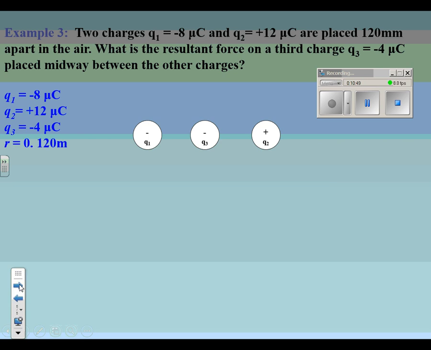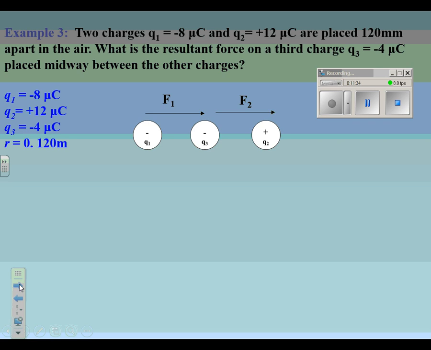All right? So we know our radius value is 0.12 meters, because we have to change it from millimeters to meters, and then I put Q3 halfway in between. So now we know the distance between 1 and 3 is 0.06, and the distance between 3 and 2 is 0.06. Okay? So we need to find just the force between Q1 and Q3, which will be pushing Q3 away. So that's why I have it as a vector arrow that direction. And then for F2, I just need to look at Q3 and Q2, which will also be going that way because Q3 is going to be attracted to Q2.